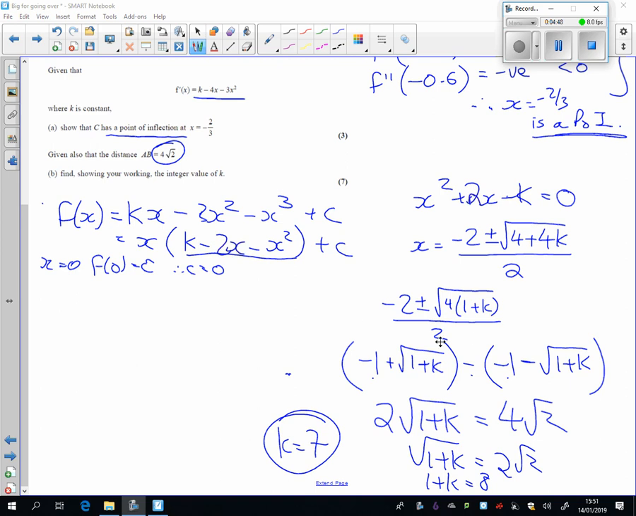So what I did there was I solved the quadratic, found out the two answers, found out the difference between the two answers, put that difference equal to what we were told here, and rearranged to get what k was.